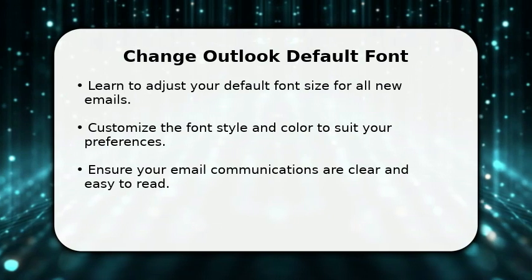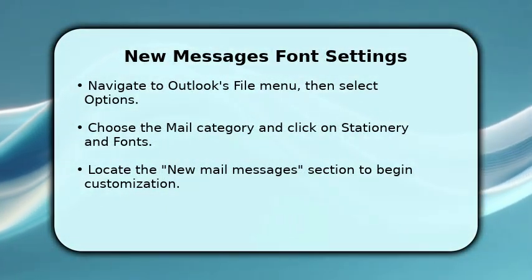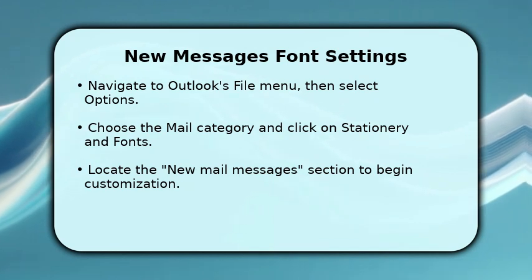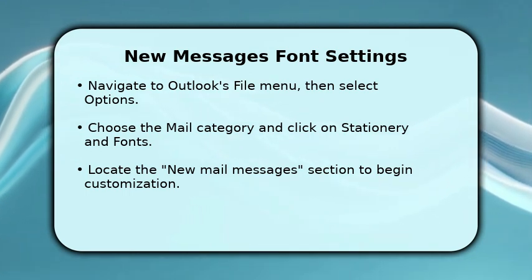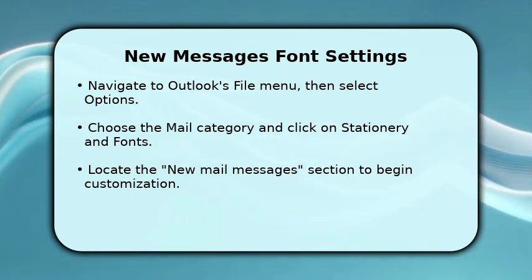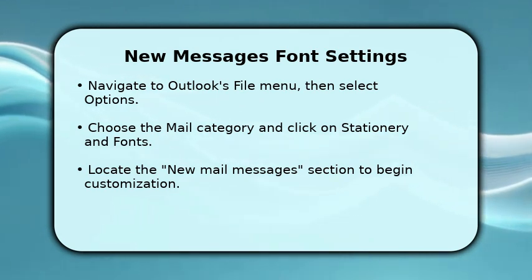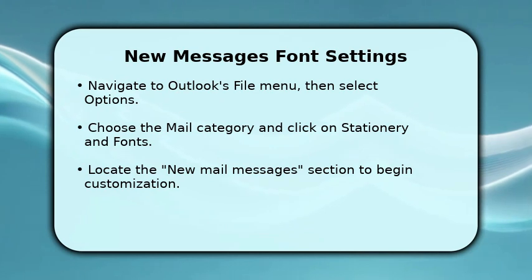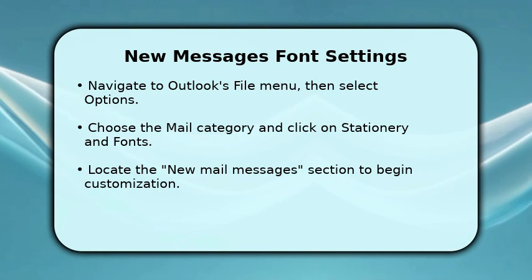who receives them. To start, open Outlook and click on the File tab in the top left corner. From there, select Options at the bottom of the menu. In the Outlook Options window, click on Mail in the left-hand pane. Then, on the right side, you'll see a button labeled Stationery and Fonts. Click this button to open the Signature and Stationery dialog box, where we'll make our first changes.